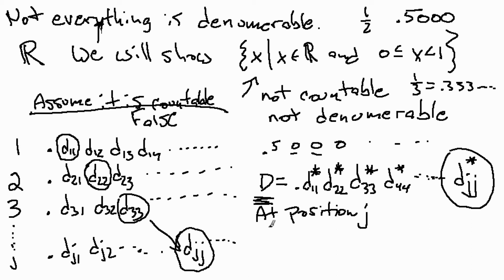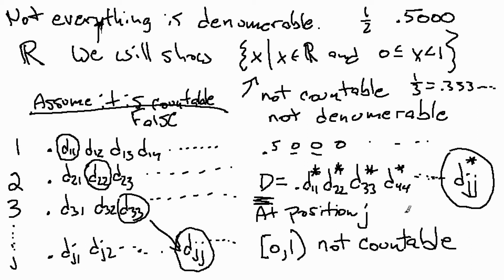Okay? And what I have shown you here is that the interval, sometimes it's written this way, from 0 to 1, this is not countable. I can't make a list. Any list that you claim you have of it, I can always find a number that is not on that list. And I would claim that because this is a subset of this, that R is not countable.